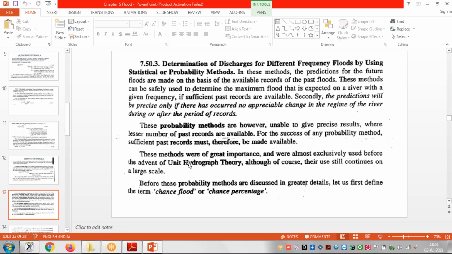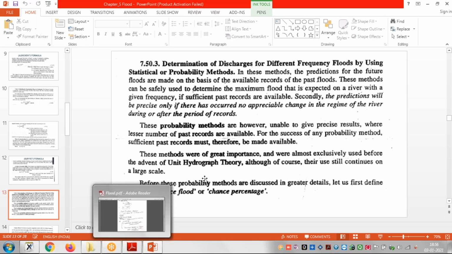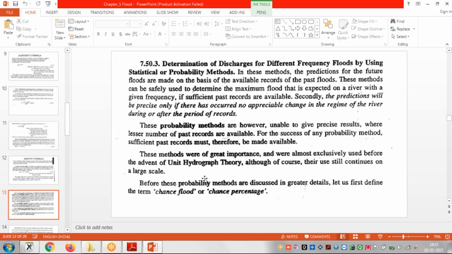Then there is one more method that is related to the probability, or we can say related to the statistical method, right? So here we were talking about the statistical probability method, right?